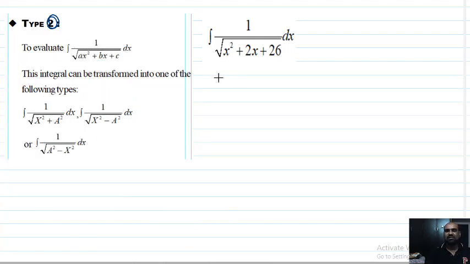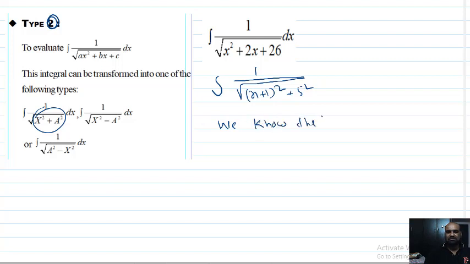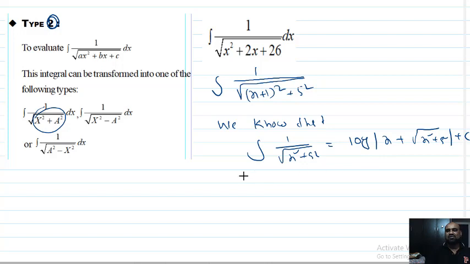Students, now I want to rewrite the problem as 1 by root over (x plus 1) whole square plus 25, means 5 square I can write. Directly, the problem is in this form. Now we know that the integral of 1 by root over x square plus a square equals logarithm of x plus root over x square plus a square plus c. So let it be t. Integral 1 by root over t square plus 5 square dt equals logarithm of t plus root over t square plus 5 square.